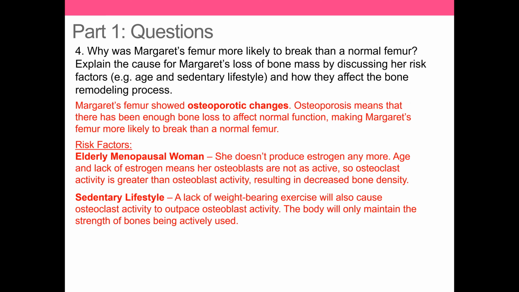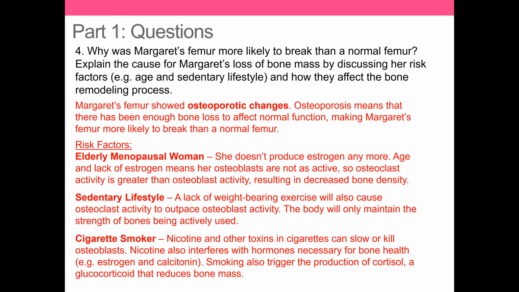And her third risk factor wasn't discussed in the lecture, but it's a good time to point it out here, is that she was a cigarette smoker. So nicotine and other toxins in cigarettes can actually slow down osteoblasts, if not outright kill them. Nicotine also interferes with the hormones that are necessary for bone health. So nicotine interferes with both estrogen and calcitonin. And smoking can trigger the production of cortisol, which is a stress hormone. It's a glucocorticoid that also reduces bone mass. So cigarette smoking also results in decreased bone density.